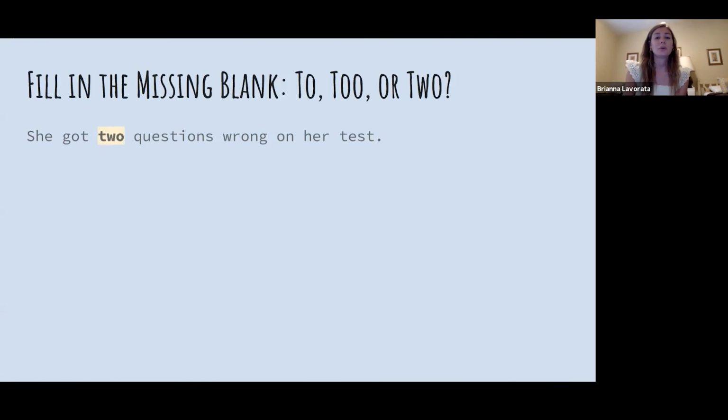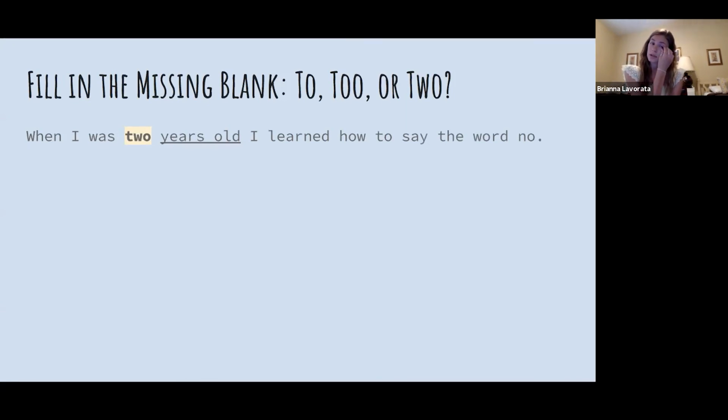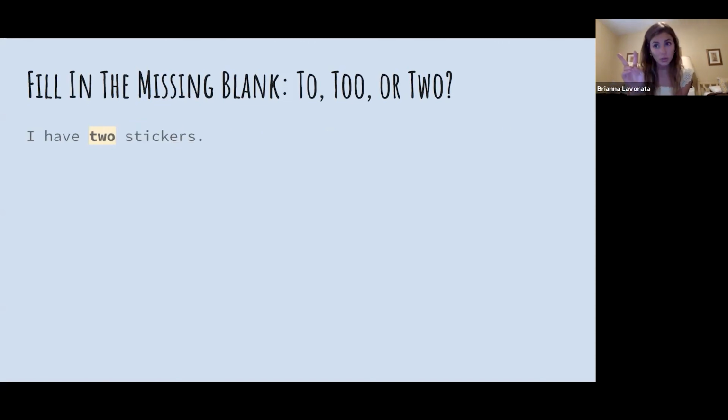She got 2 questions wrong on her test. Okay, so now they're asking for an amount, and the other form of "to" is T-W-O, which shows an amount. When I was 2 years old, I learned how to say the word no. Okay, so it's asking for an age. I have 2 stickers, right? So this is asking for an amount, 2, T-W-O.